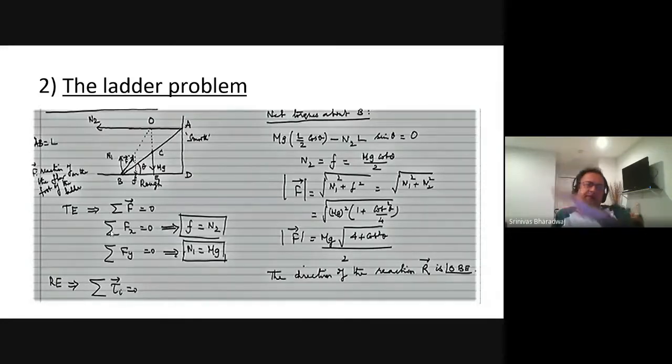There is a ladder which is kept against a wall. Just the ladder is kept against a wall. What is keeping it from falling? What are all the forces acting on it? The most important idea you must realize is that in the horizontal direction, at this point, he's saying that this surface is smooth. If this surface is smooth, there is a normal force.